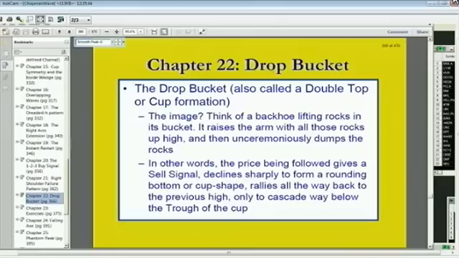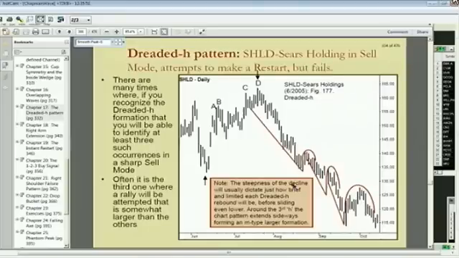What is it? The dreaded H is really, in chapter 17, a pattern that looks like a lowercase h. It looks just like this. You come down sharply, you try to rally, you make the H pattern, looks like the lowercase h. If it takes out the left side low bar, it goes even lower. Well, this is very important.